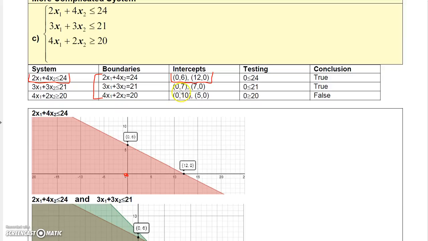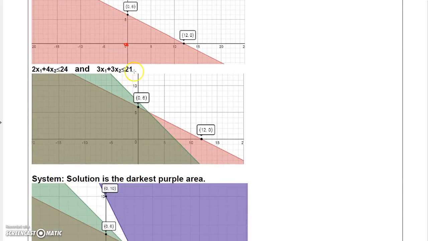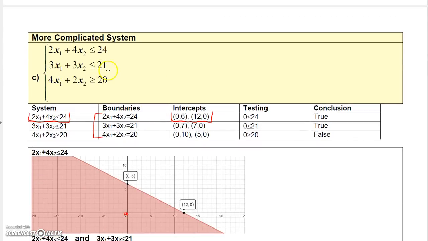Okay, well the next one goes through (0, 7) and (7, 0). Those are the intercepts. Okay, ignore these points. I should have highlighted this one. So this is the point (7, 0), and then this point up here, which you can't really see, is the point (0, 7). And so I had to draw this line through those 2 points. But then I tested (0, 0), and when I plugged (0, 0) back into that inequality, I got 0 is less than or equal to 21, which is a true statement.